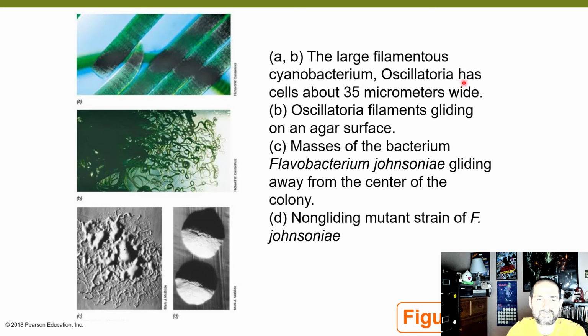Here are some examples of different creatures that employ glide motility. You have Oscillatoria, which is a type of photosynthetic bacterium. You have Flavobacterium johnsoniae, which is a well-known glider. And this one's really neat. This is a mutant strain of johnsoniae which cannot glide. Notice how the colonies cannot move about. The bacteria can't glide away from the colony due to their mutation. But here, the colonies look completely different, because the bacteria are gliding away from the main colony, probably in search of food.